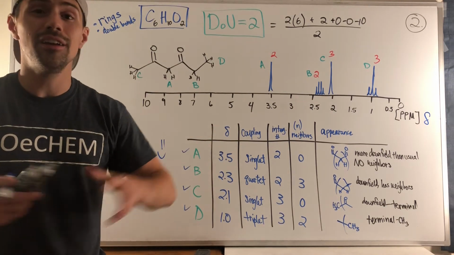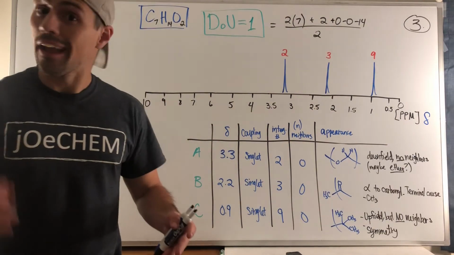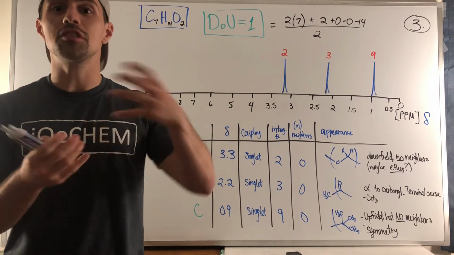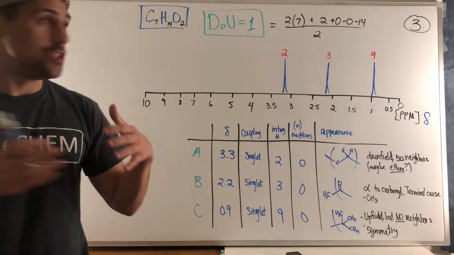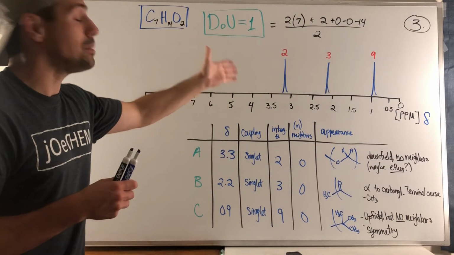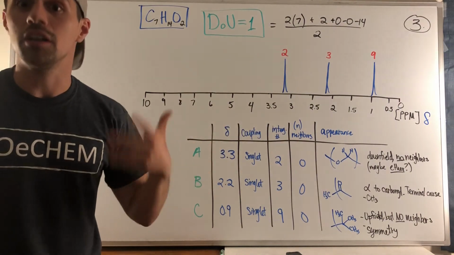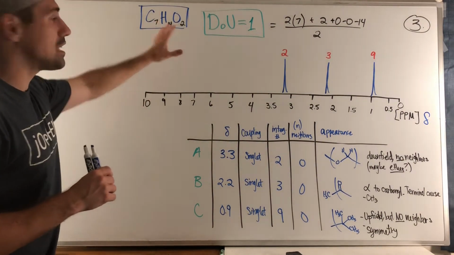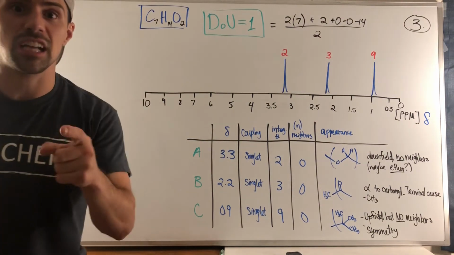Okay, so on to problem 3. Okay gang, problem 3. I like this problem because it shows us a good example of how you can have 7 carbons or many carbons in a structure but have very few peaks or signals in your NMR spectrum, okay? Because symmetry.